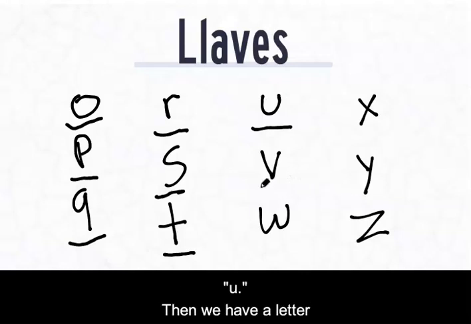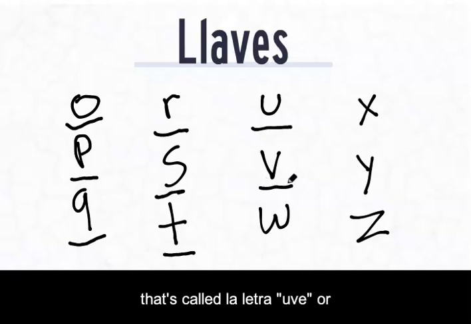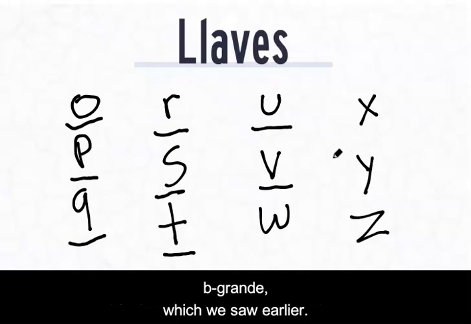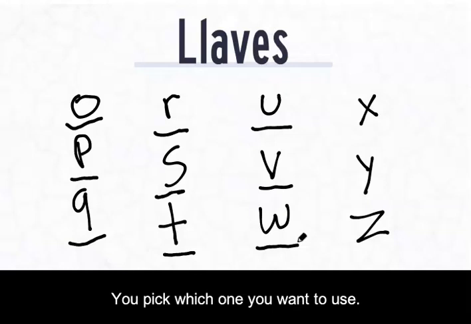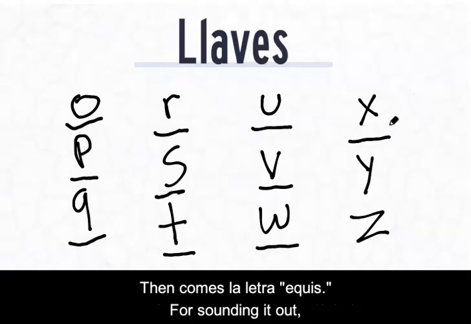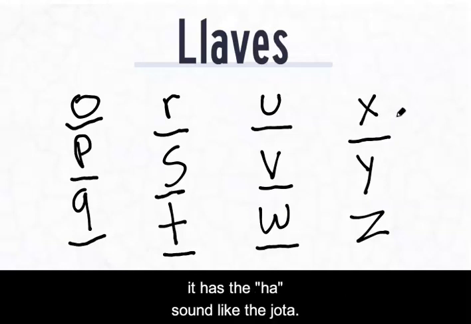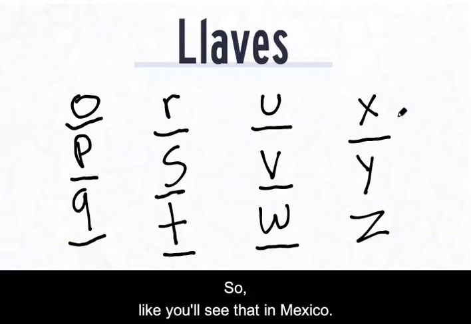Then we have a letter that's called la letra V or B corta. Okay? It also has the similar sound to the B grande, which we saw earlier, so it's B. Okay, then that's followed by la V doble or W with the W sound. You pick which one you want to use. Then comes la letra X. Okay, and for sounding it out, it has a H sound like the J. So like you'll see that in Mexico.